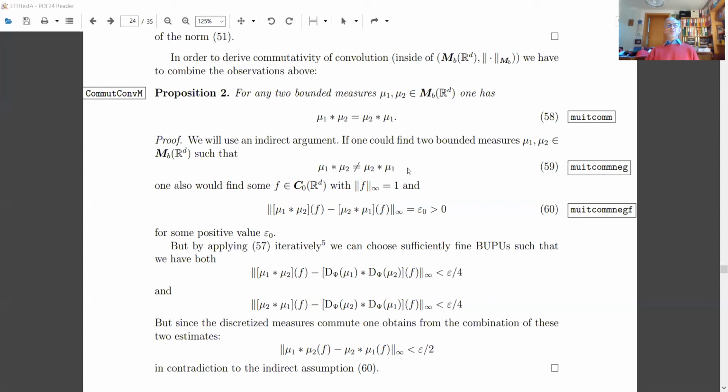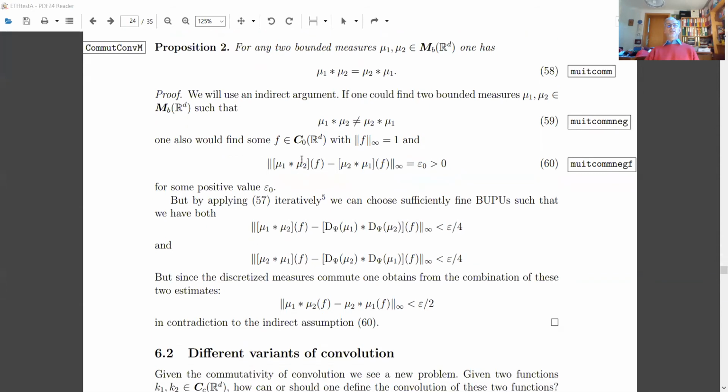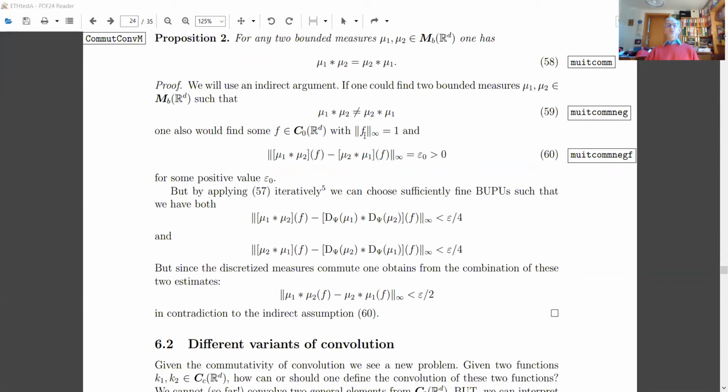If the two measures are different, you have to distinguish their action on some of these functionals by choosing some f. And of course, you can assume, if it's non-zero, by normalization, that it will be a function f of norm 1. And then the difference must be some positive number. And actually, this is not good, I have to correct it. It shouldn't be the norm, it should be the absolute value. I'm applying a functional to a function f, so I'm getting a complex number, and so on.